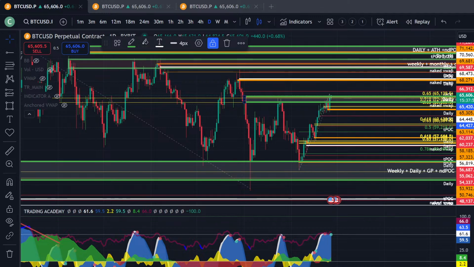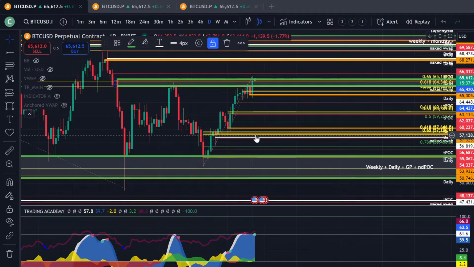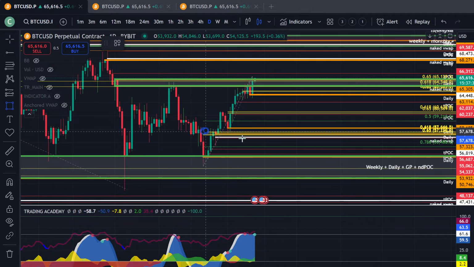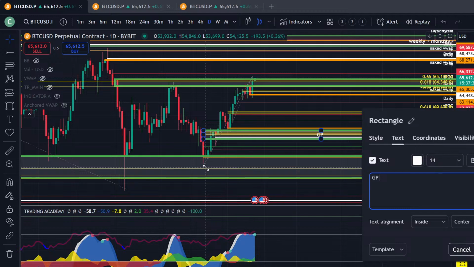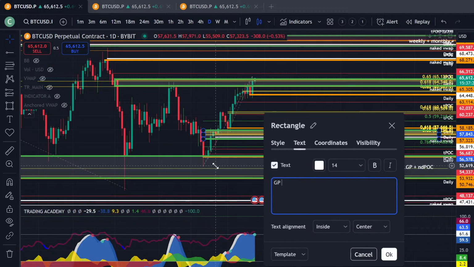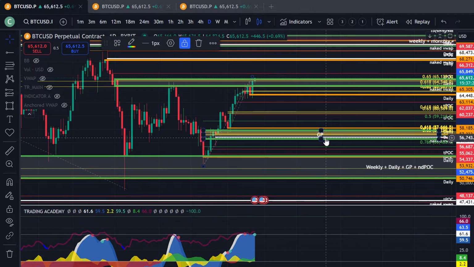Local range, nothing. Macro range, nothing. So this is an interesting area because we have two dailies, we have a naked VWAP, we have a TPOC, everything in here. This is a very interesting area for some kind of reaction. So GP, and we can write down where the GP is from 52,619.